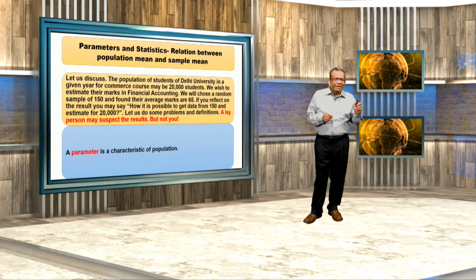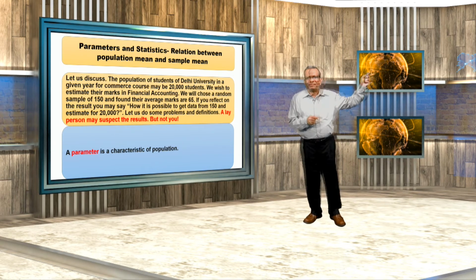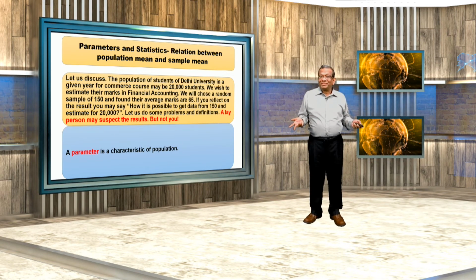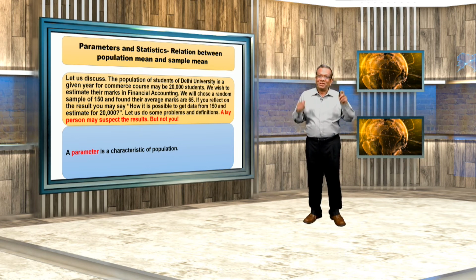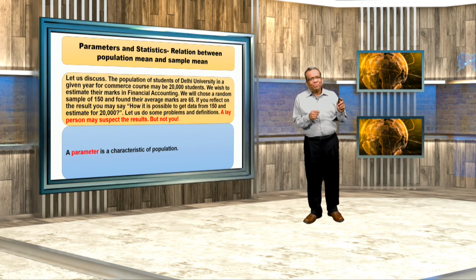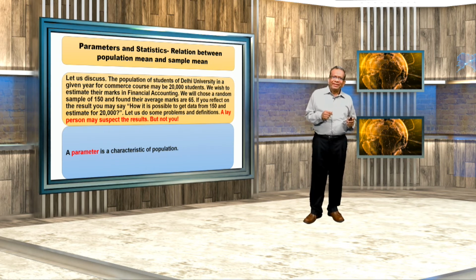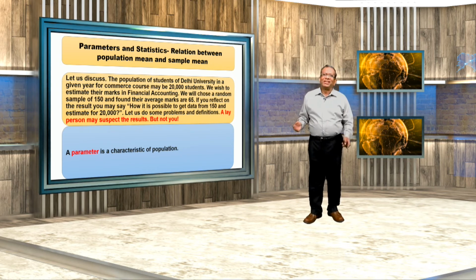If you reflect on the results, you may say how it is possible to get data from 150 and estimate for 20,000. I think it looks a little odd, but if you do some problems and definitions, you will find totally different results. A layperson may suspect these results, but not you, because you have understood sampling. Now, a parameter is a characteristic of population.